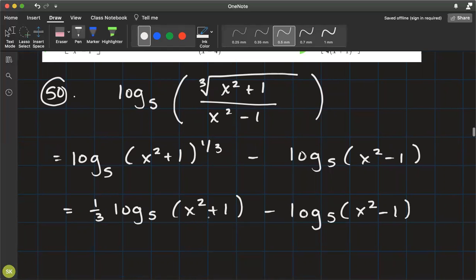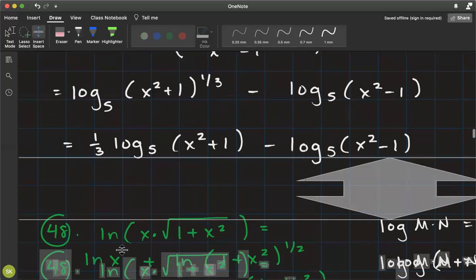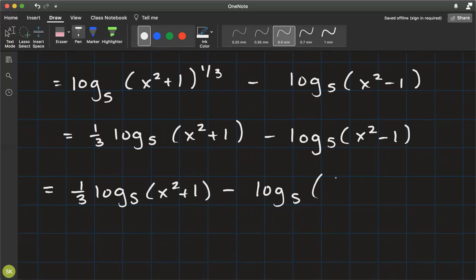Now, if these were factorable, we could possibly reduce it a little bit further. This x squared plus 1 is not factorable over the real numbers, so we're going to leave it like that. This one is factorable. This is x minus 1 times x plus 1, so we can actually break this even further. So this is equal to 1/3 log base 5 of x squared plus 1 subtract log base 5 of x minus 1 times x plus 1.